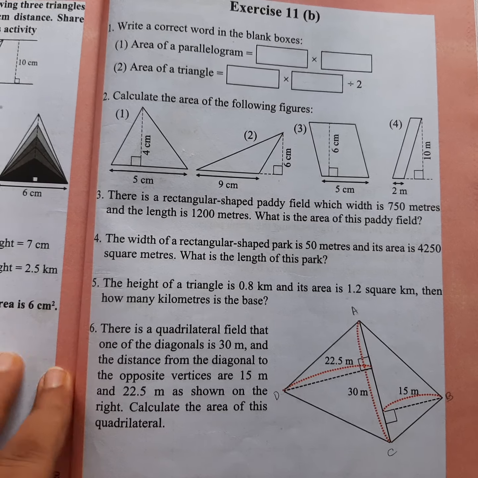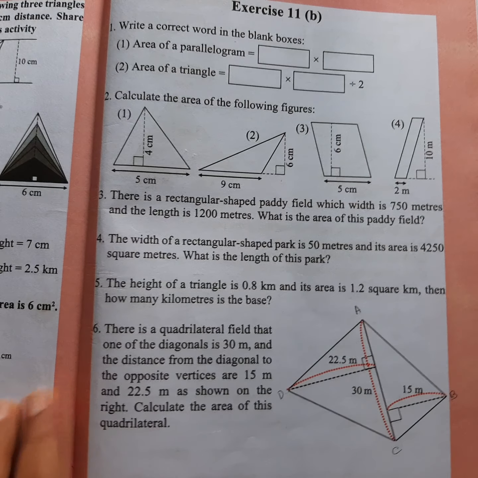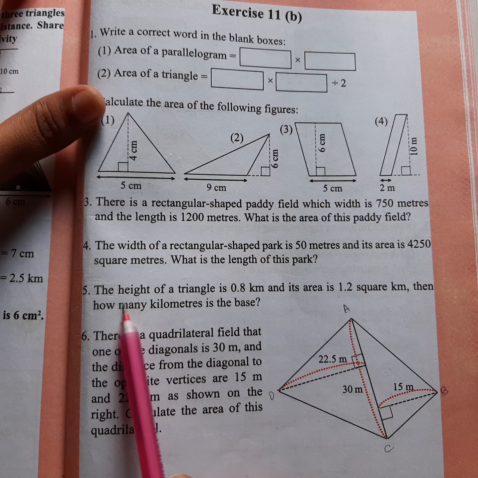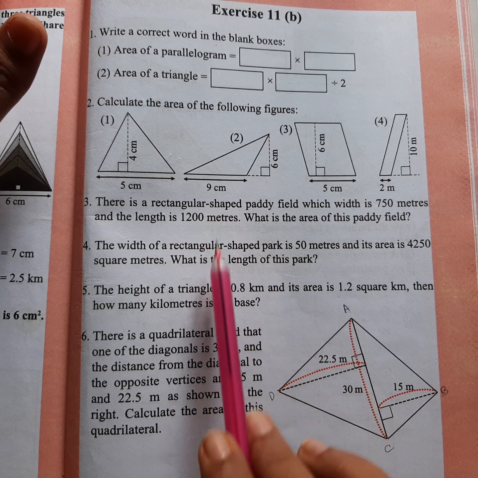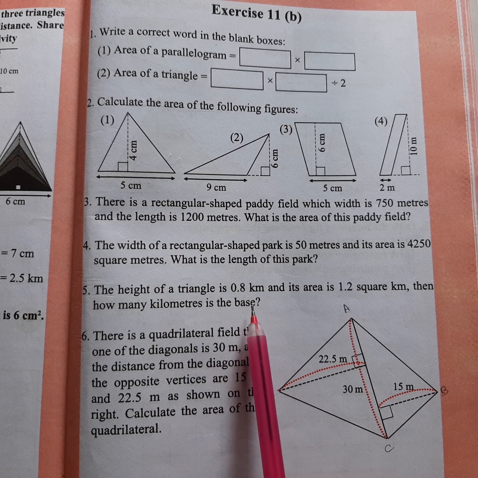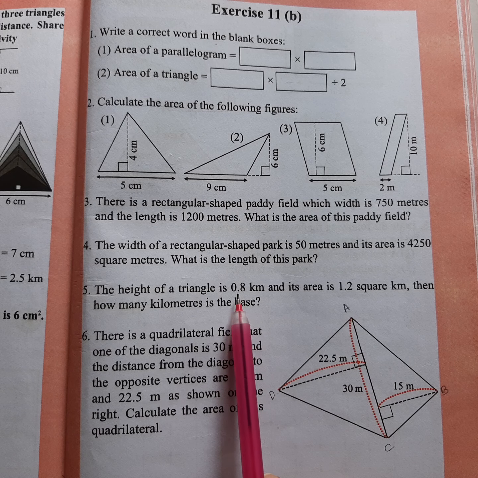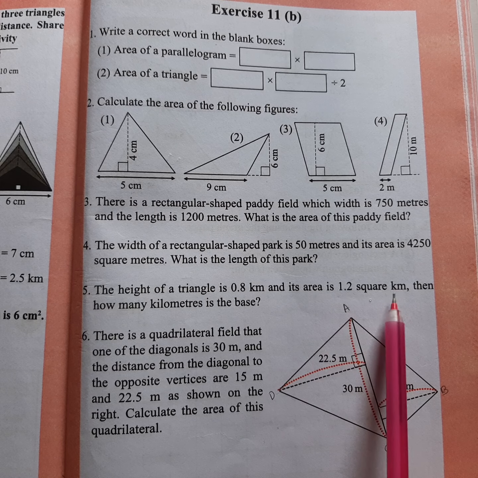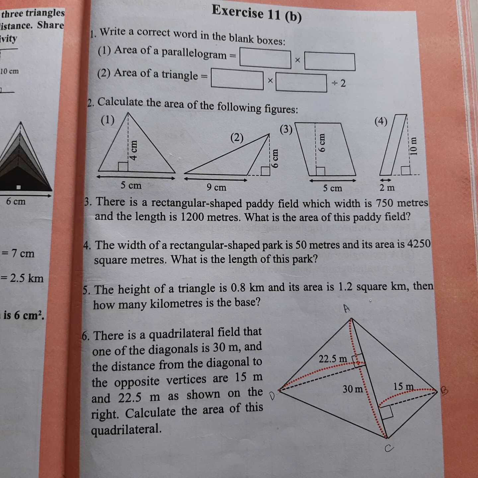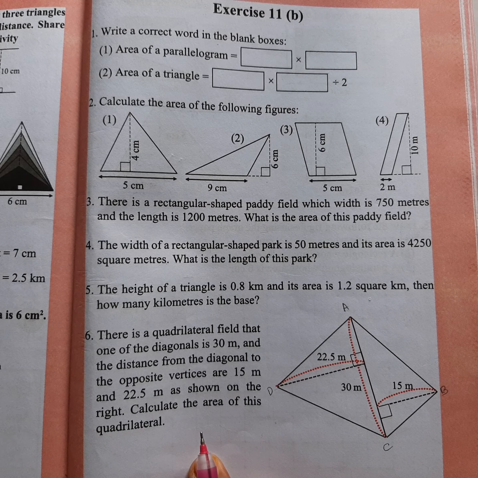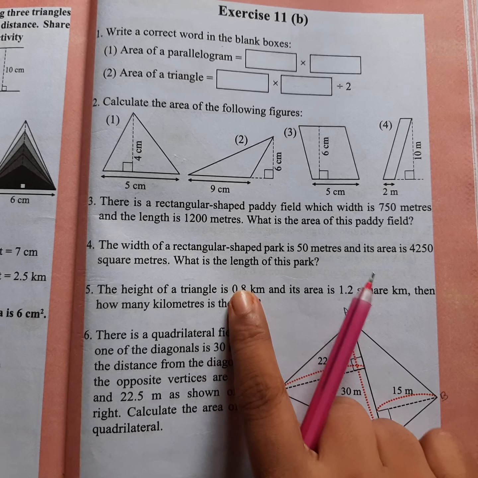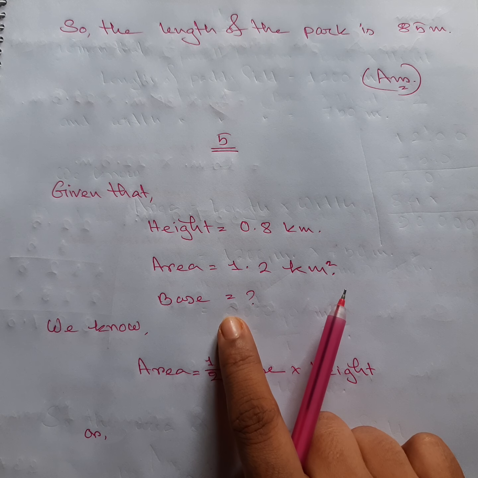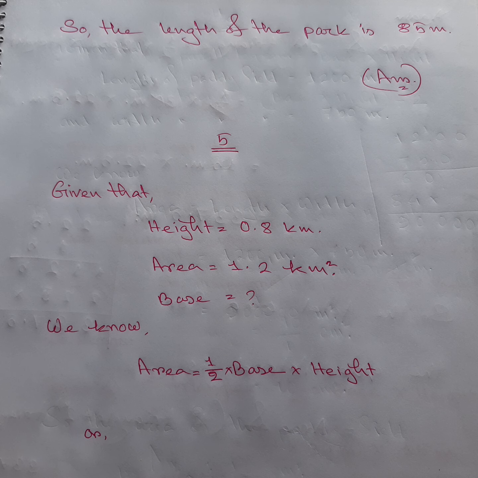Now we are going to go for number 5, and number 5 says what? Number 5 says the height of the triangle. Now after doing 2 maths with rectangle, we got a triangle math. Okay, the height of the triangle is 0.8 kilometer and its area is 1.2 square kilometer. Then find out the base. Which one are you going to find out? The unknown one is here, base. Let's do that one. I hope the questions are really easy. You should not have any problem understanding that.